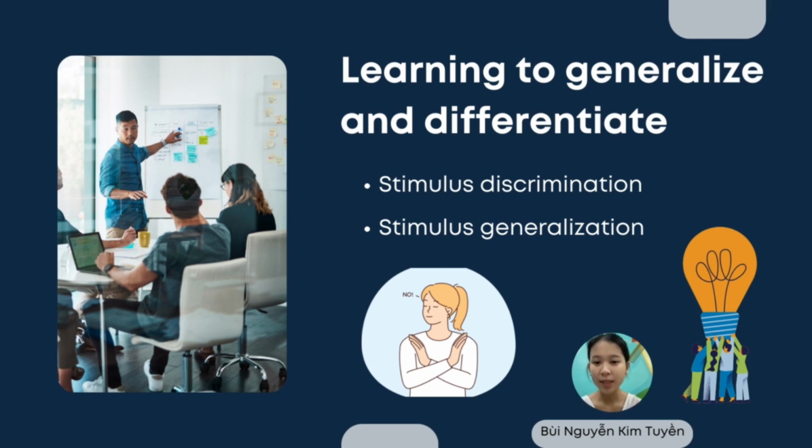And stimulus generalization, often referred to as the root of effect, occurs when a response to one stimulus is elicited by a similar but distinct stimulus.